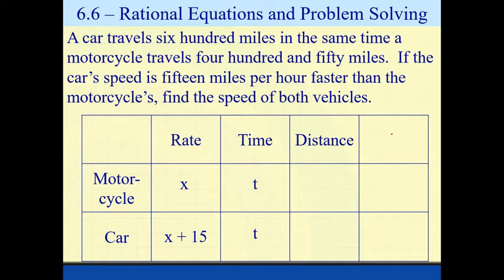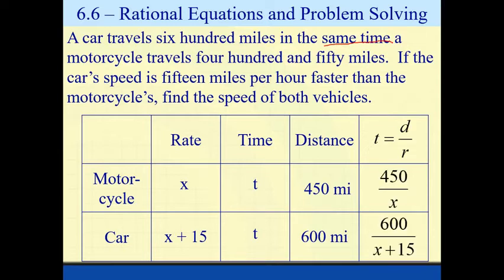Notice that our time, they just say the same time, and this is very important because we're going to use that in order to set up our problem. So when you see same time, your time is just an unknown. And then, of course, we have a distance of 450 and a distance of 600. Now, because we don't know the time, that's the formula we want to use. T is equal to distance over rate, okay? And so we have 450 over x, and we have 600 over x plus 15.